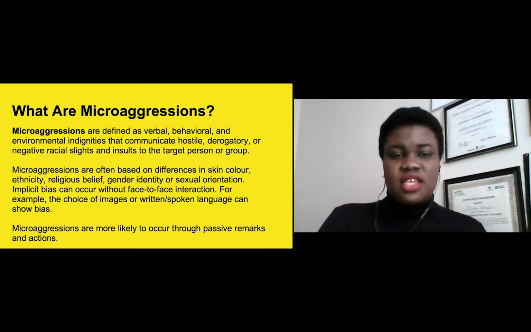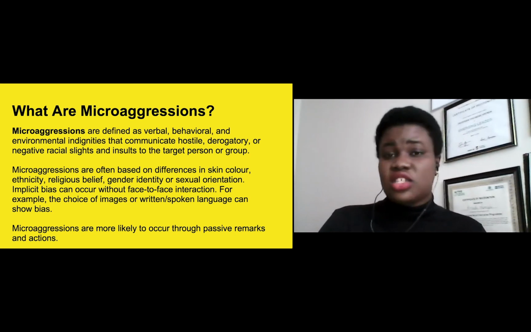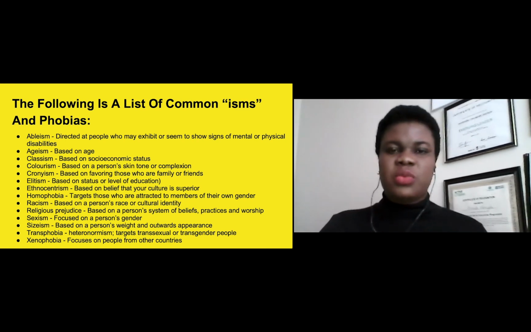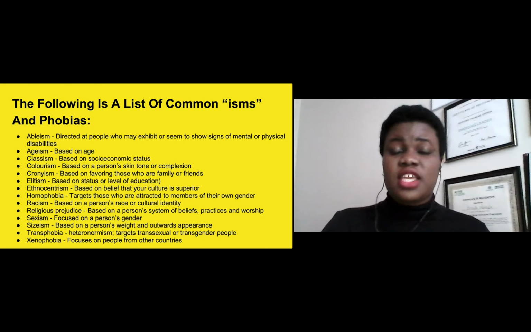And implicit bias can occur without face-to-face interaction, because every time you think about microaggression, implicit bias is always involved, right? So, for example, the choice of images or written spoken language that we use at work, in school, in social spaces, or even on social media can show our implicit bias, which leads to the display of microaggressions. And microaggressions are more likely to occur through passive remarks and actions. Another thing that comes to mind is when we think about microaggressions and the display of our implicit bias, think about the common isms and phobias that people display in the society.